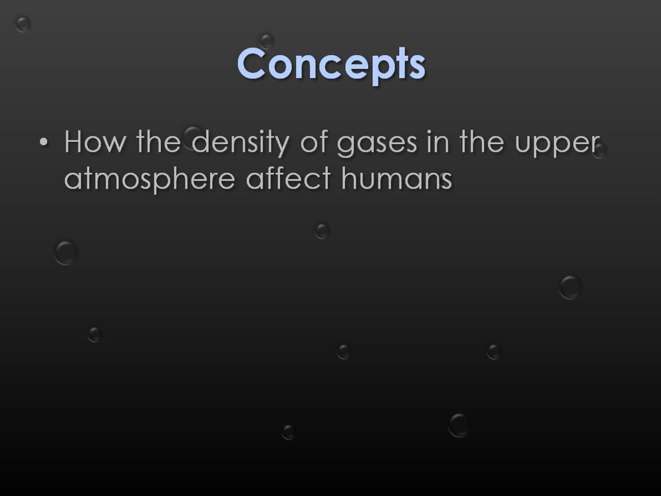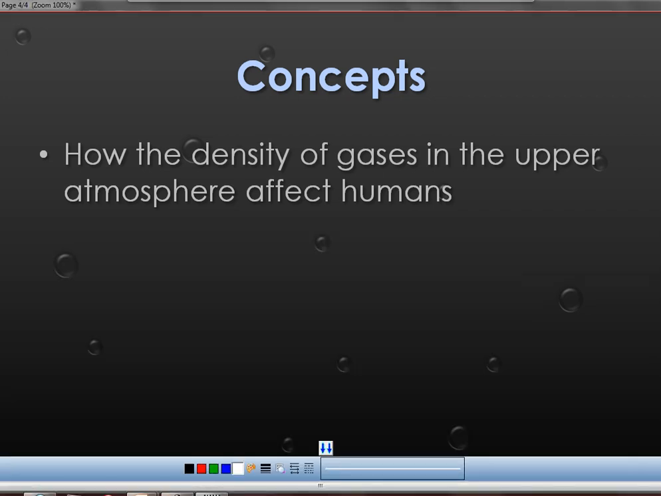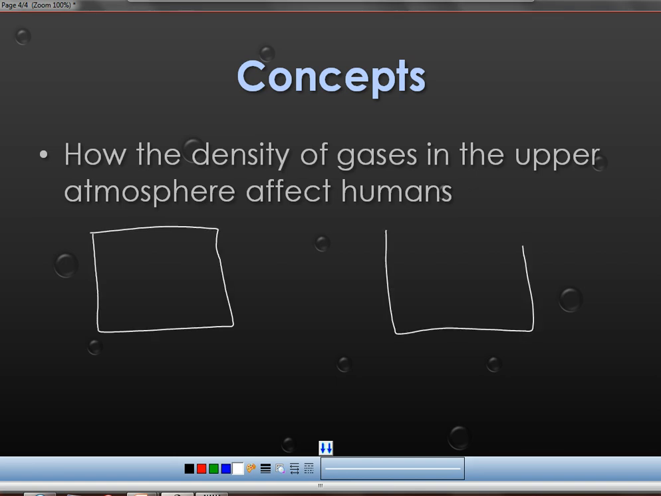And then the last one is how the density of gases in the upper atmosphere affects humans. I'm going to draw a diagram again. We looked at this diagram in class a couple days ago. And what we saw with this diagram is that we actually drew two boxes here. Alright, here's one and here's two. Now, in these boxes, we said this one was at the surface. And let's say this one's in an airplane.